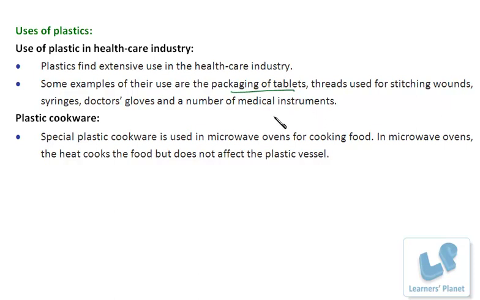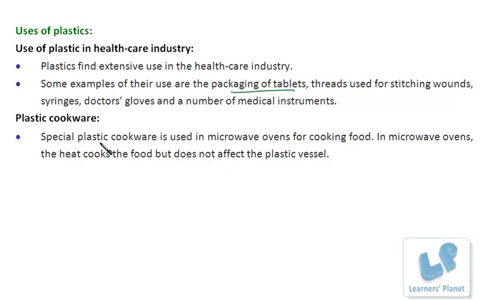Because of their properties of non-reactivity, being poor conductors of heat and electricity, and being insoluble in water, they are also light in weight and cheap. So they find extensive use in the healthcare industry. Disposable syringes are used these days. If syringes were costly, we couldn't use a disposable syringe every time. So it is made up of plastic and it's cheap.